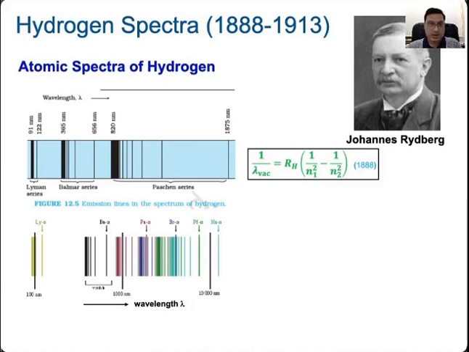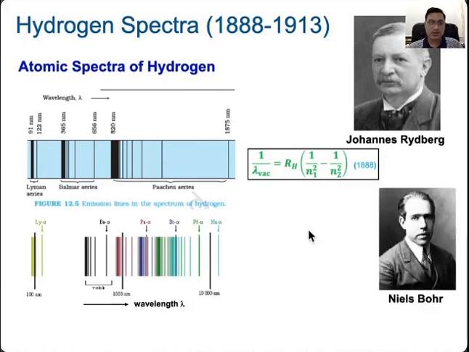Okay, it took some time, and then Niels Bohr came into the picture, and he provided a successful explanation of why n1 and n2 are supposed to be discrete, and what the meanings of n1 and n2 are. He provided the Bohr model of the hydrogen atom in 1913, for which he also received the Nobel Prize.